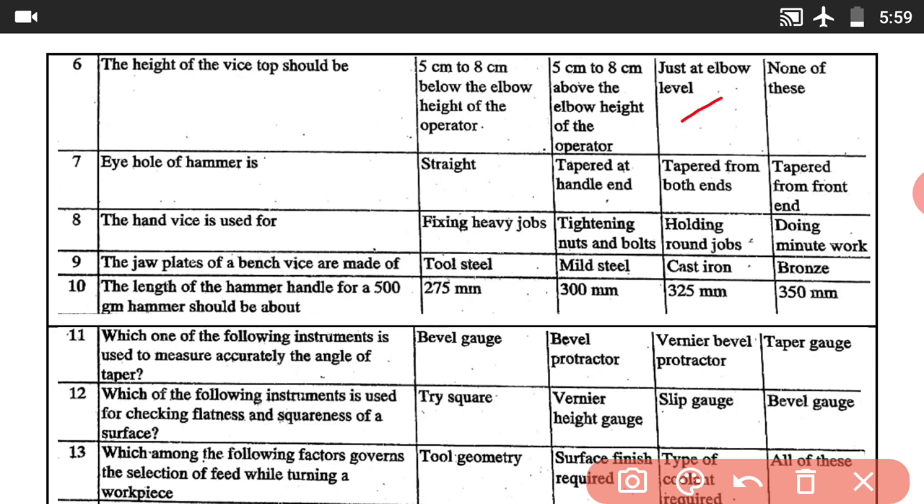Question number 7. Hole of reamer is dash. Hole of reamer is tapered from both ends. This question answer C.